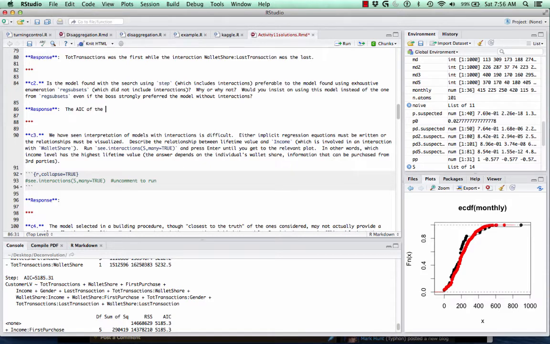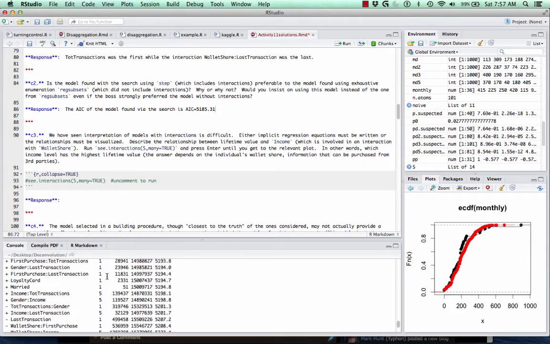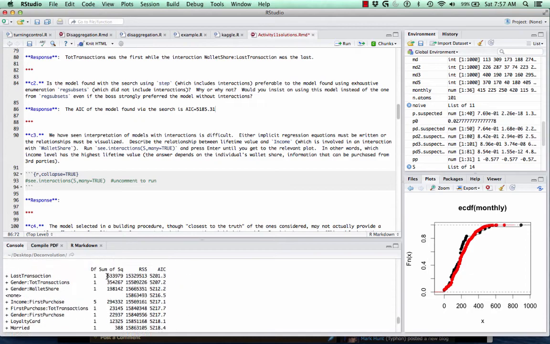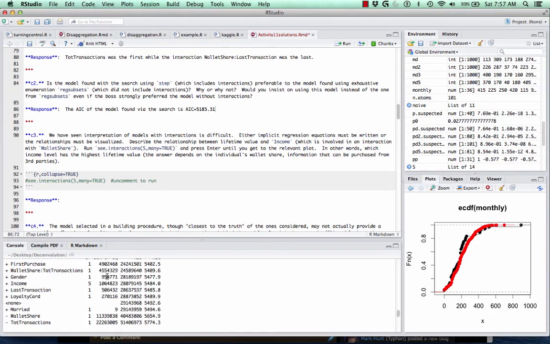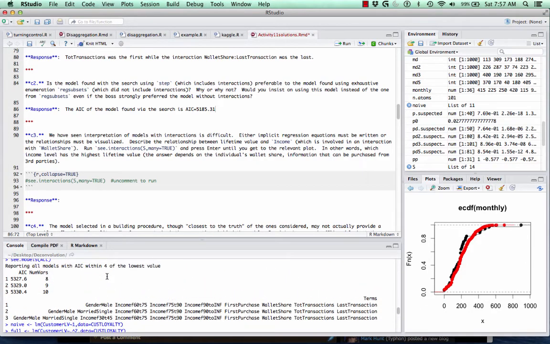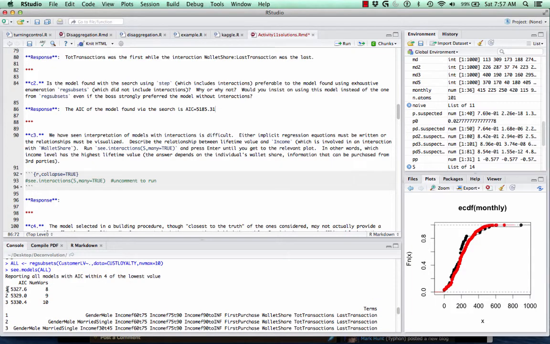So the AIC of the model found via the search is 5185. That number in particular doesn't tell us all that anything interesting. It's only when we compare the AICs of the models that those numbers really mean much. So let's scroll up. And it looked like the AIC of the best model found with reg subsets is substantially higher.